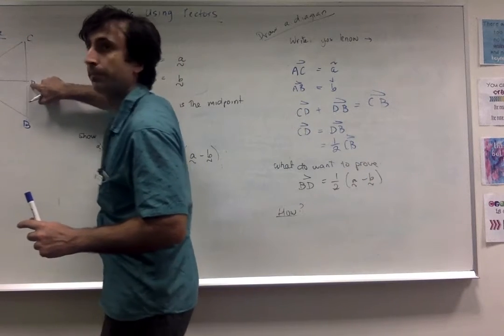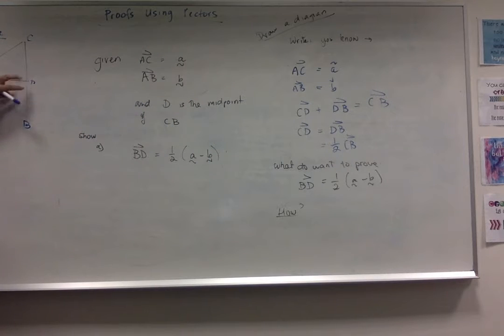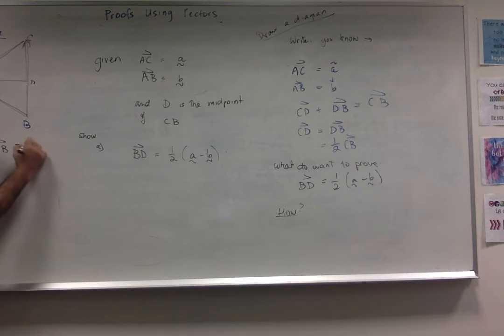we want BD, right? And so if BD, I know, is half of BC. And so I can say, this vector here, how would I get that vector there? That vector there is this vector plus that vector. So I can say CA plus AB will equal BC.